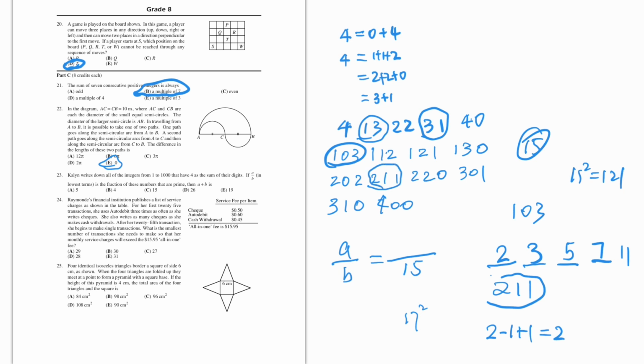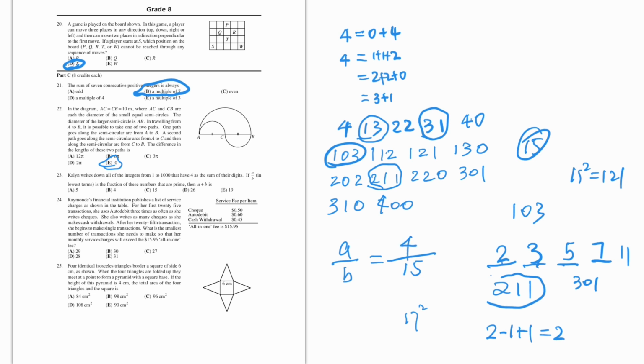220, even number, not prime. 301: 3 and 1, not divisible by 2, not divisible by 3, and not divisible by 5, but it's divisible by 7. 301 divided by 7 equals 43. So 301 is not prime. 310, 400, not prime. So the total prime numbers is 4.